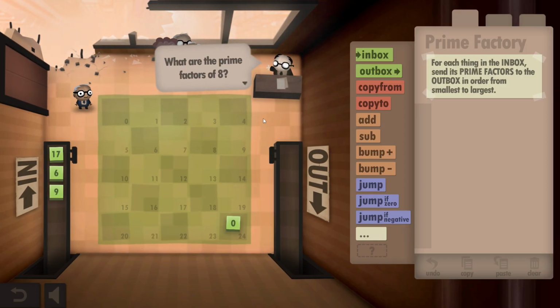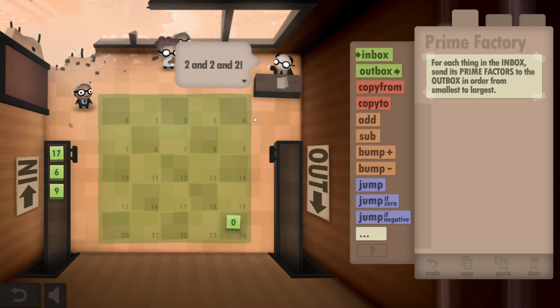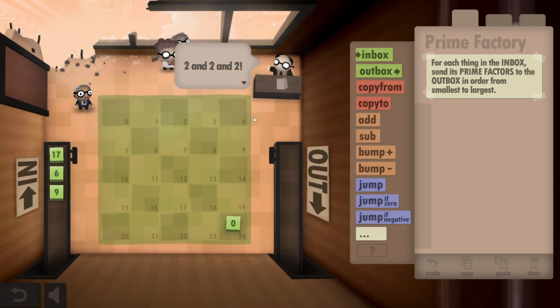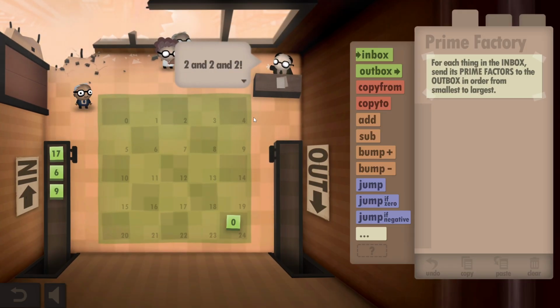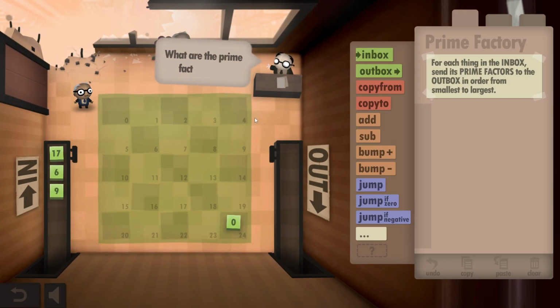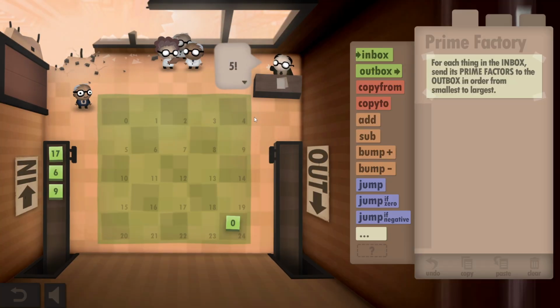What is the prime factor of 8? 2, 2, and 2. We just did that previously. No, we didn't. What is the prime factor of 5? 5.